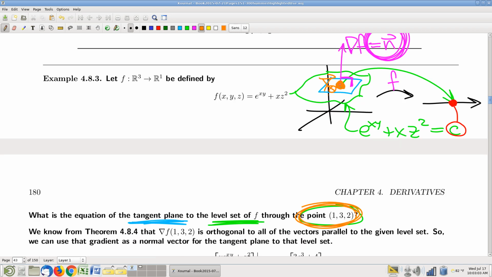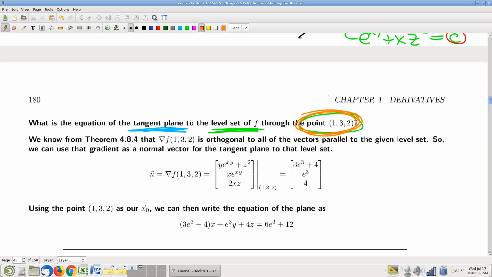And here's the algebra. You have to compute that normal vector, that gradient vector. There are the partial derivatives. We're interested in what's happening at this point, so of course you plug in that point, and there's your normal vector. And you can see that normal vector right here in the resulting equation for the plane. Everybody on board?